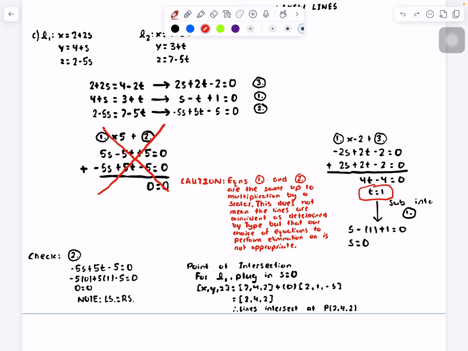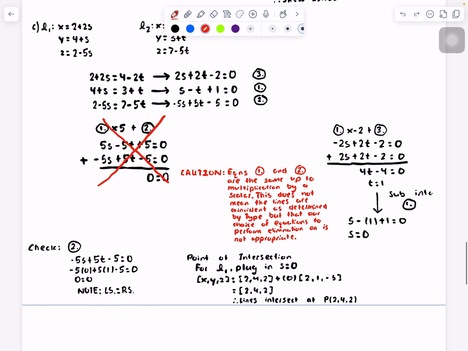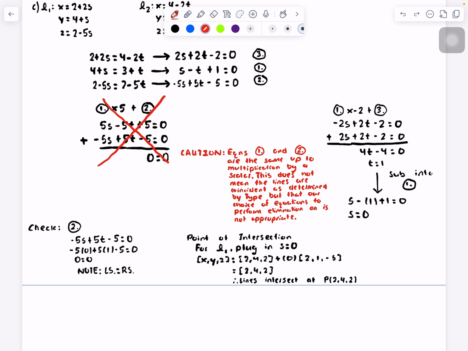Okay. Now we check it in equation 2, the one that was not used during the elimination process. And then when I plug that in, I get left-hand side does equal right-hand side, 0 equals 0. So that means we were a type 1 problem. The check was fruitful in that it showed us that left-hand side does equal right-hand side for the equation we did not use in the elimination process, meaning there is a point of intersection. Okay, now we have to actually find that point though.